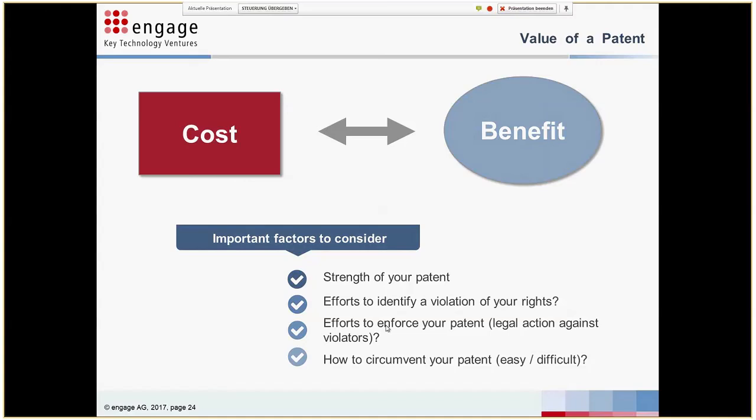Also, a factor to consider is the strength of your patent. Not each patent is equal to another patent. Process patents are typically less strong than others. How easy is it to identify a violation of your patent? It could be quite obvious and you could detect it in the lab, or it could be difficult if it's only a production process which is patented. And also how willing your research organization, for example, is to enforce your patent. This could be very expensive, for example, enforcing a patent in the US. So these are things you should also consider.